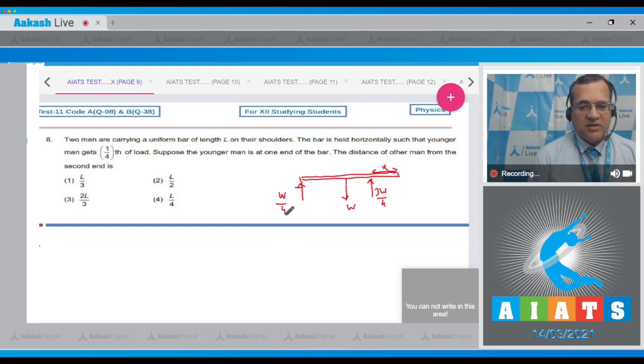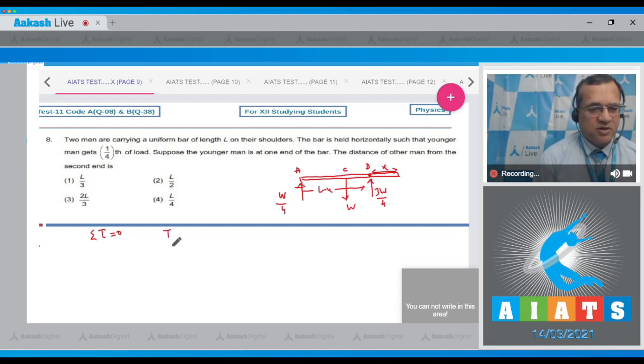Now see how I have written these equations. W should be equal to this plus this, where one man gets W by 4 and the second gets 3W by 4. Now the beam is horizontal, so you can take torque about this point or about that point. This is the one man, this is the second man, and this is the center of the beam. To be horizontal, the torque about any point should be equal to 0. I take the torque and see how much this distance is. This is L minus X.